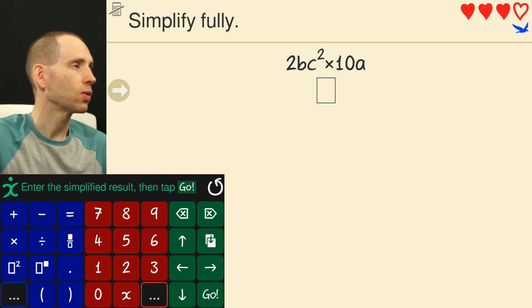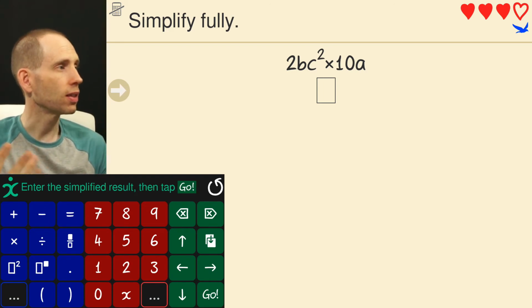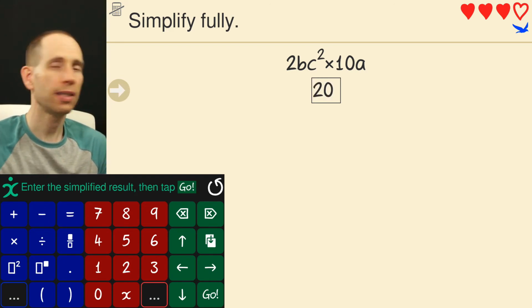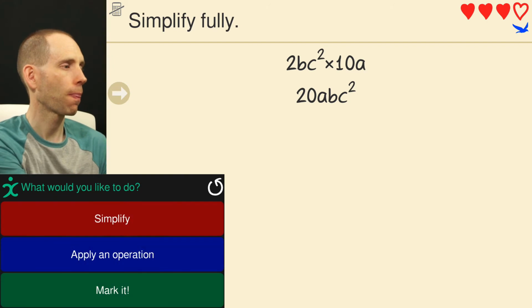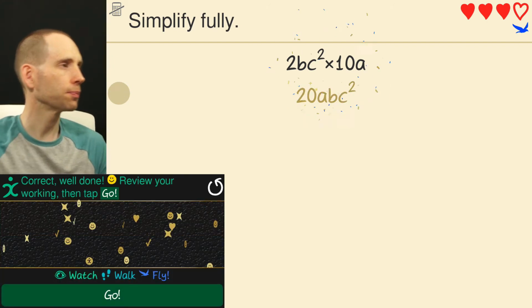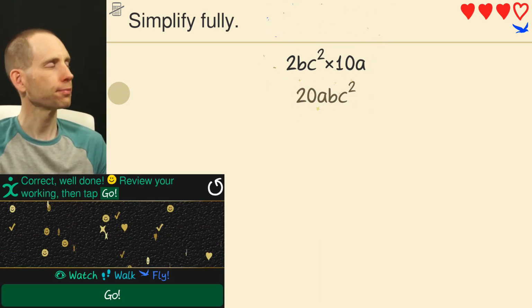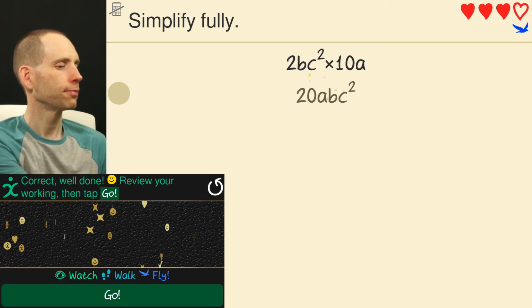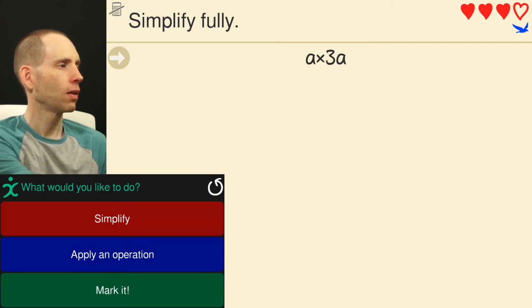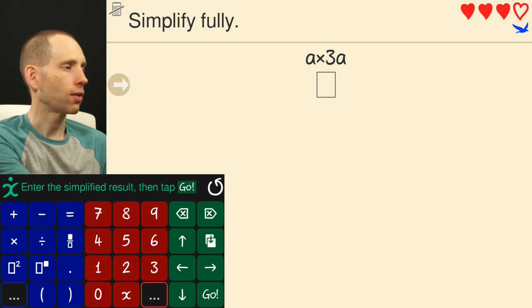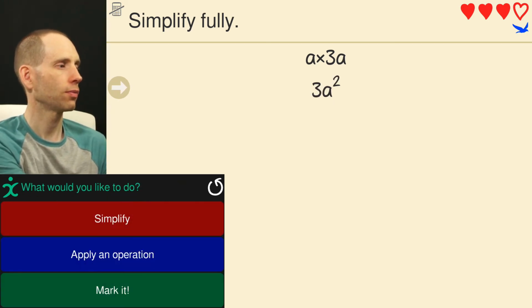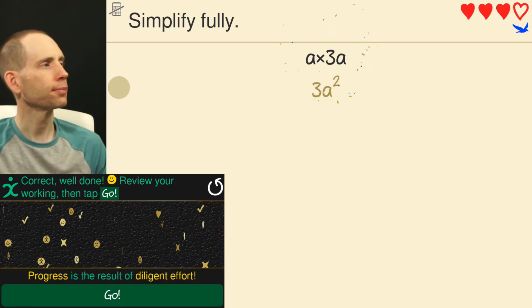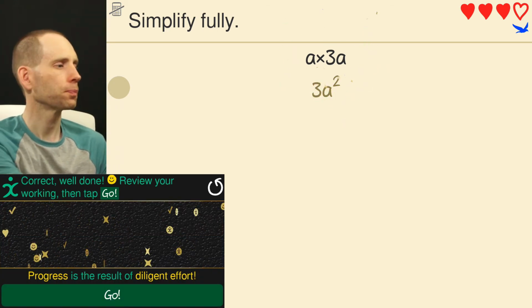All right, no fractions in this one, so look at the numbers first. 2 times 10 is going to give me 20, and then each letter in turn. So I've got an a, a b, and a c squared. And again, just a 3 times a is going to be a squared, a to the power 2. There we go.